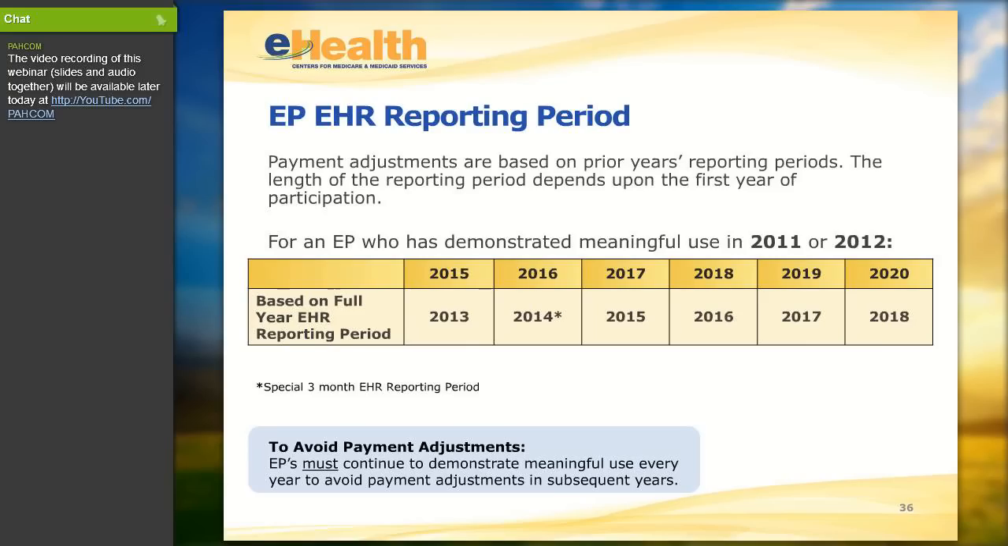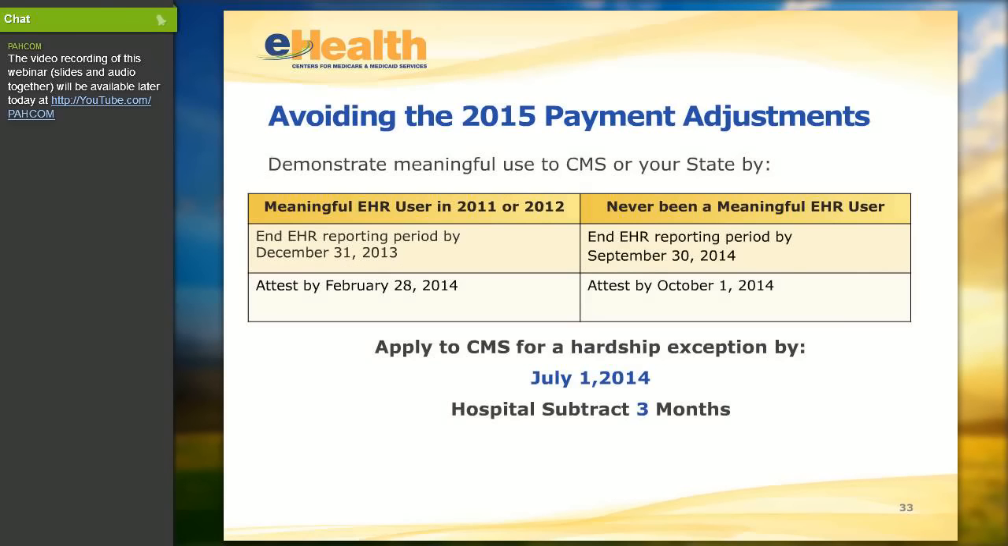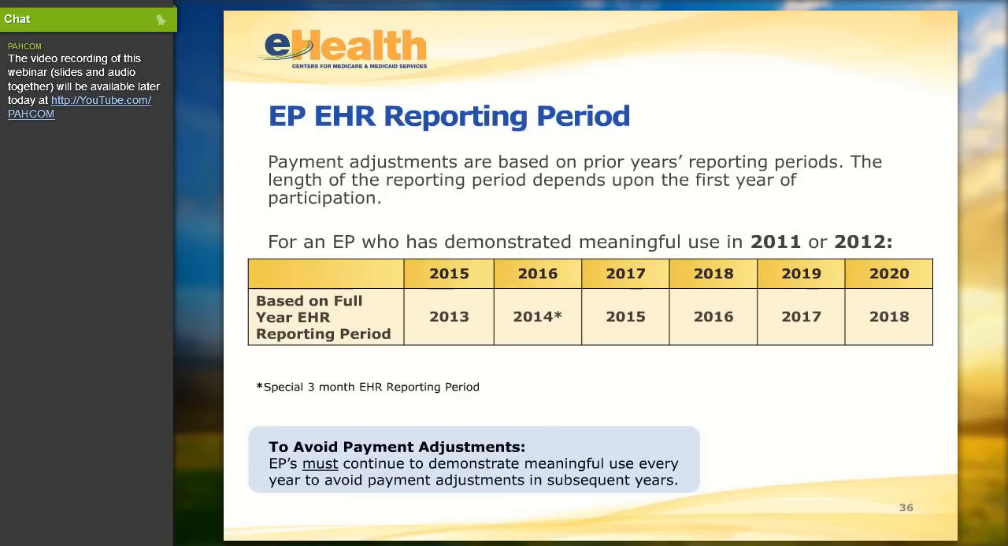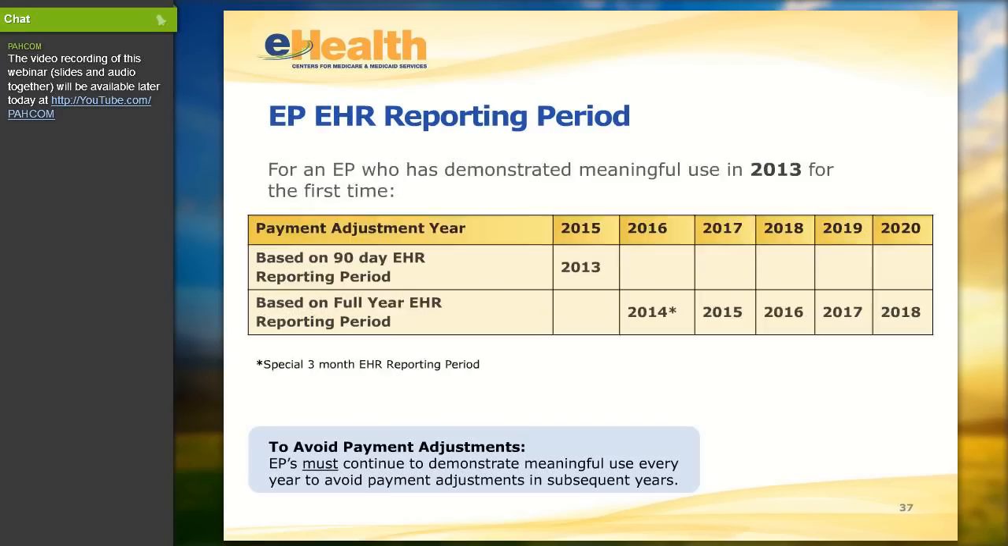And essentially what these following slides demonstrate is the slide that I had showed earlier that tells you when you have to attest and be a meaningful user by. This breaks down by year what reporting period we will look at in what year for you to avoid penalties in specific payment years. Do keep in mind that to avoid those payment adjustments, you have to continue demonstrating meaningful use every year. So it's not a one-and-done deal. You have to be a meaningful user year after year to avoid payment adjustments.